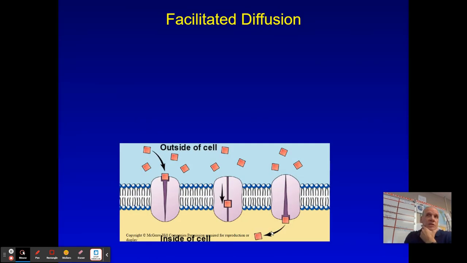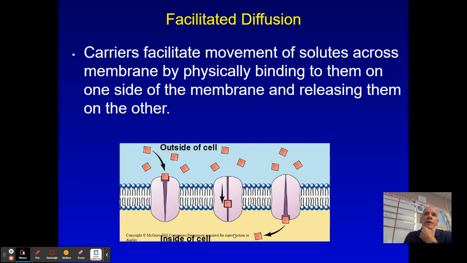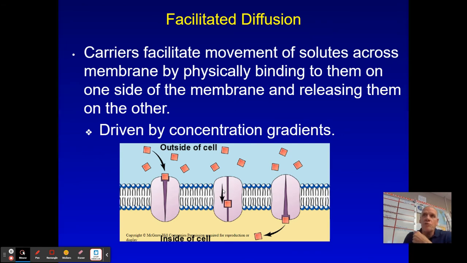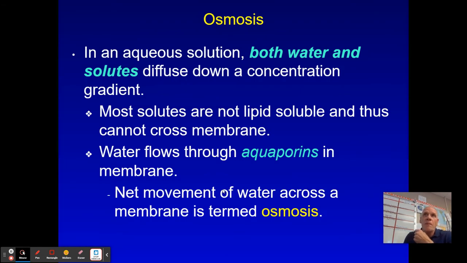Facilitated diffusion, once again, here's just a picture of it. And we have a carrier protein. It's a transmembrane protein, and those molecules are going from a high concentration outside the cell down to a low concentration inside the cell. It is diffusion because it's going from high to low. There's no energy required. It's facilitated because a protein is helping that process along. Okay, and again, driven by concentration gradients.